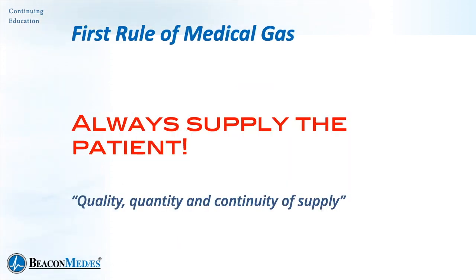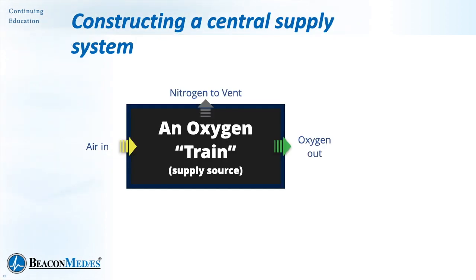So when we talk about medical gas, we have to keep in mind there is always a first rule, and the first rule is that the patient is first. We always want to supply the patient. We want to make sure they have the quality of gas they need, the quantity of gas they need, and that they have that gas continuously. So when we put together a central supply system down in the basement or up in the mechanical room, we want to think about making sure we comply with that first rule. That oxygen train we talked about is going to draw in air, send nitrogen to the vent, and put out oxygen.